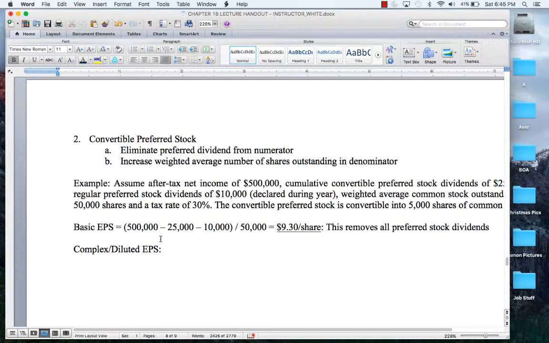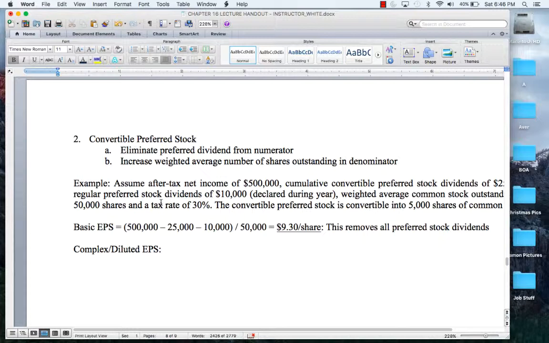Now we're going to talk about convertible preferred stock. So similar to convertible debt, there are impacts to the calculation for this. There are two impacts. There is one, you need to eliminate the preferred dividend from the numerator. And two, you need to increase the weighted average number of shares outstanding in the denominator. This is because under convertible preferred stock, you assume that the conversion happens. And when the conversion happens, the preferred stock dividends will no longer be there because you converted the preferred stock into shares of common stock.